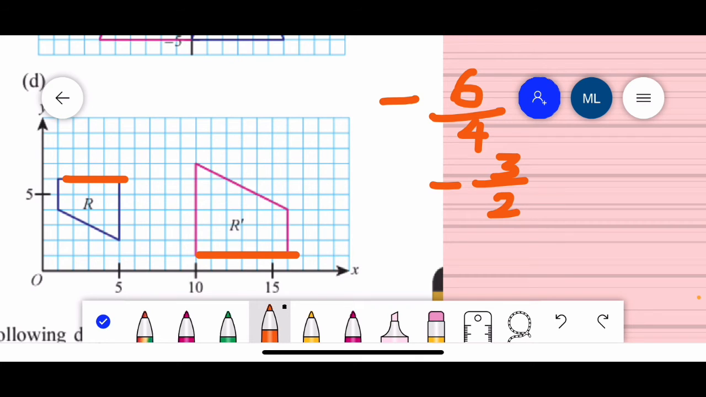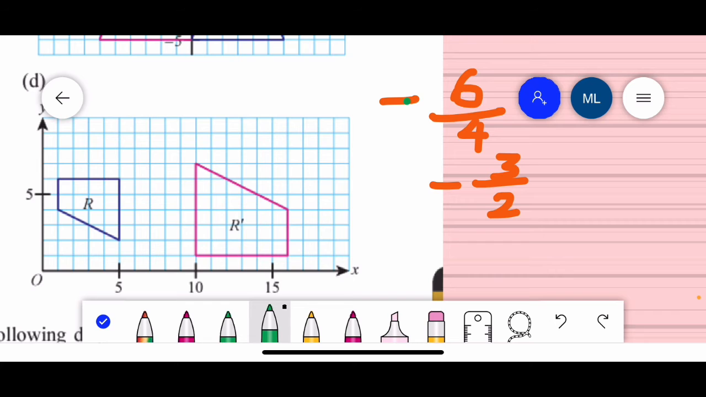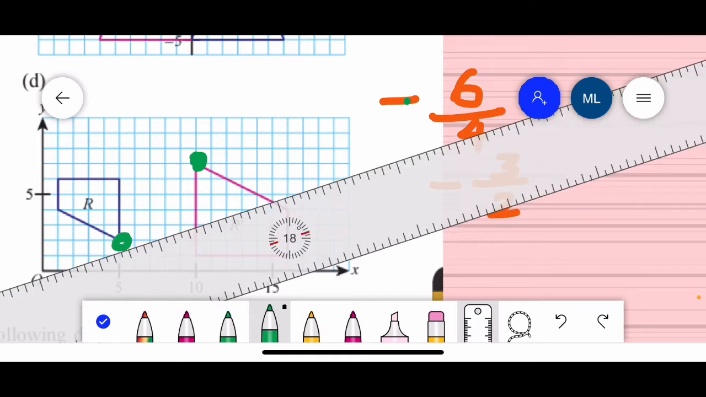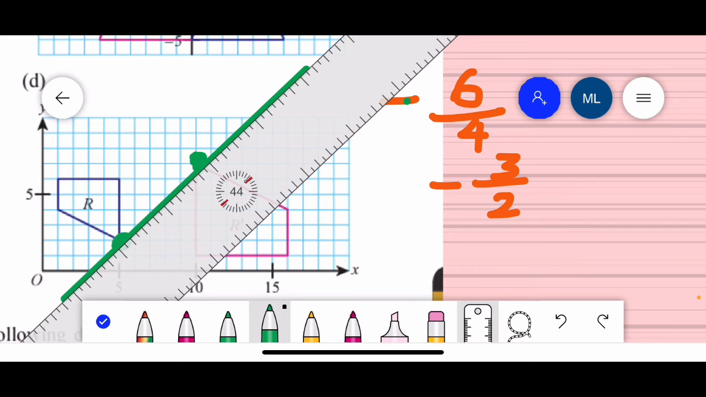Okay, let's double check. Now we are going to determine the center of enlargement. Let's identify the corresponding points. For this side, we choose the obvious one, it will go here, right? So we place a ruler so that we can connect these two and draw a line. So this is the first line.